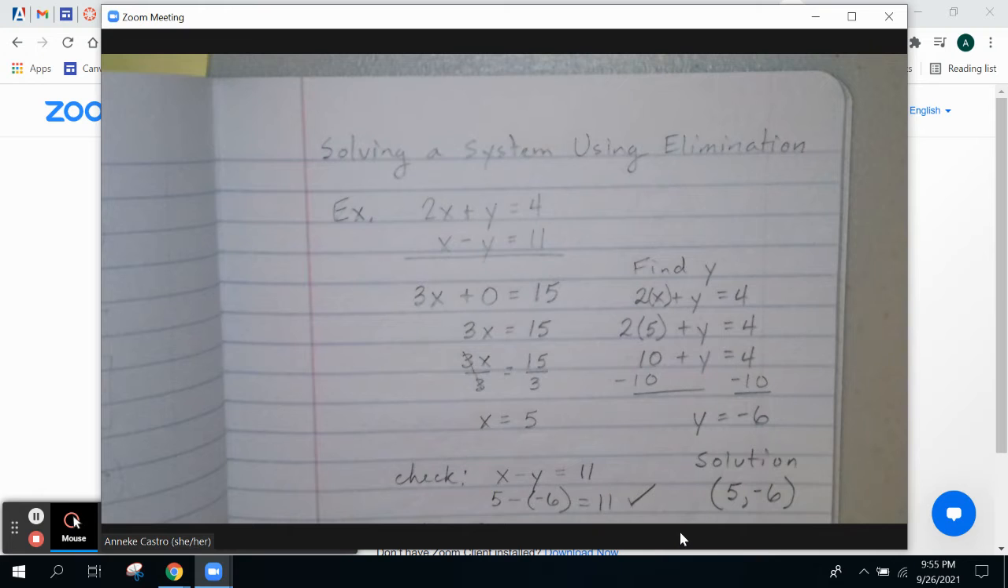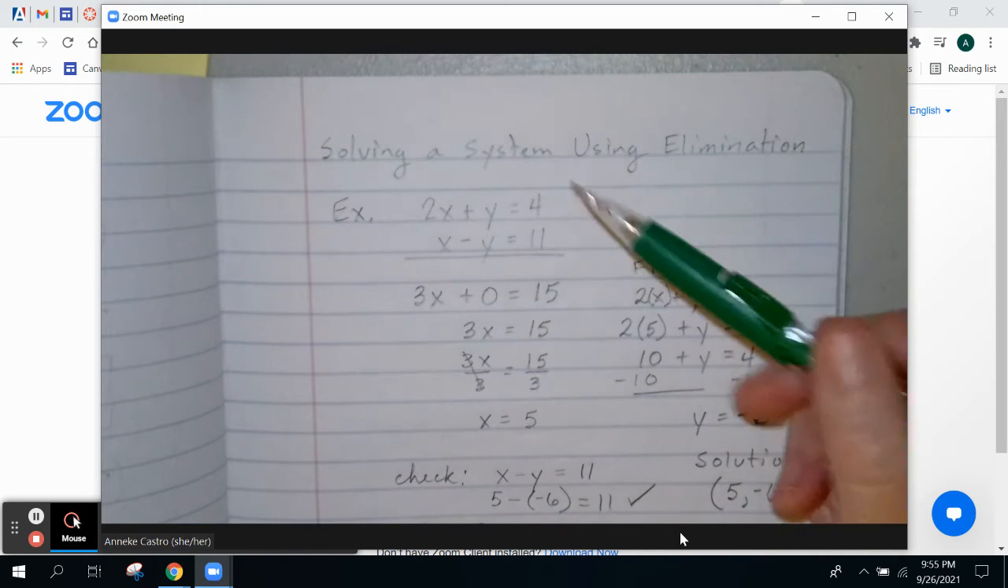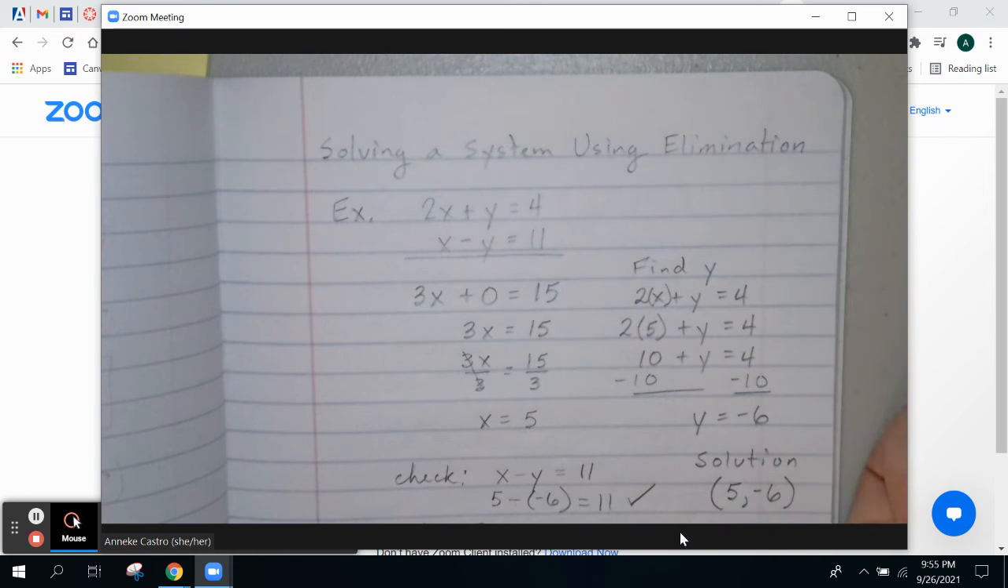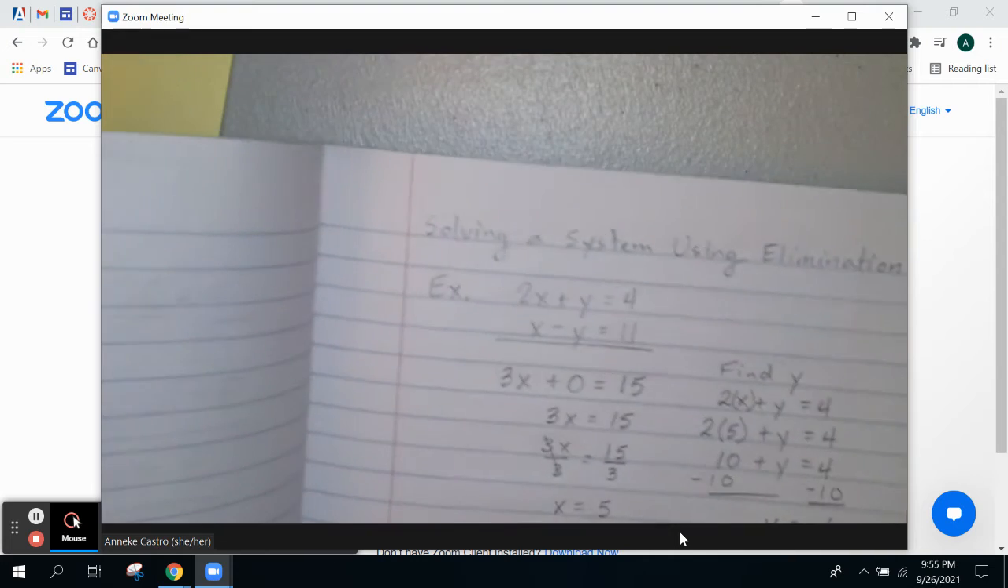So there is the first example. Notice in this first example, when we added the equations together, the y was eliminated. But it doesn't always have to be the y. You could add the equations together and have the x be eliminated. So we're going to see that happen in the second example.